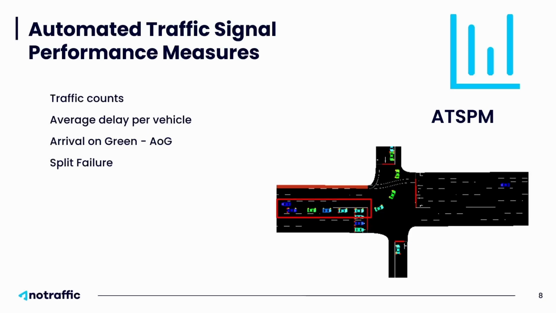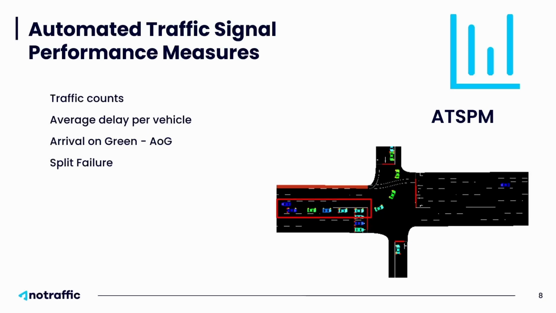It stands for Automated Traffic Signal Performance Measures. There is a long list of ATSPMs. We mentioned a few more of them in the paper, and we gave a link to the full list. The four we need today for this presentation are traffic counts, how many vehicles crossed.